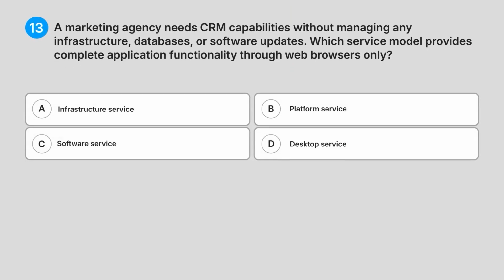13. A marketing agency needs CRM capabilities without managing any infrastructure, databases, or software updates. Which service model provides complete application functionality through web browsers only? A. Infrastructure service. B. Platform service. C. Software service. D. Desktop service.